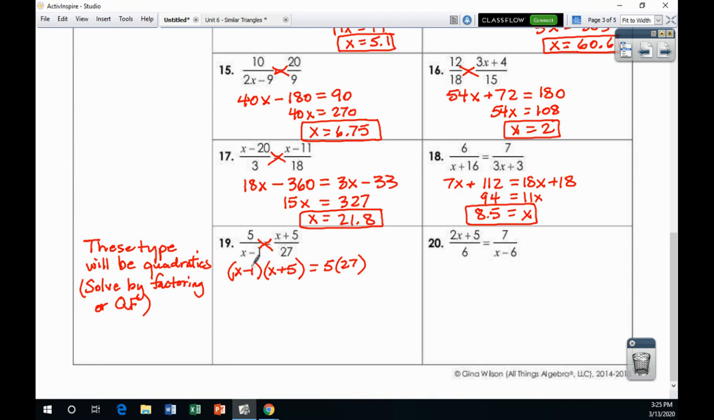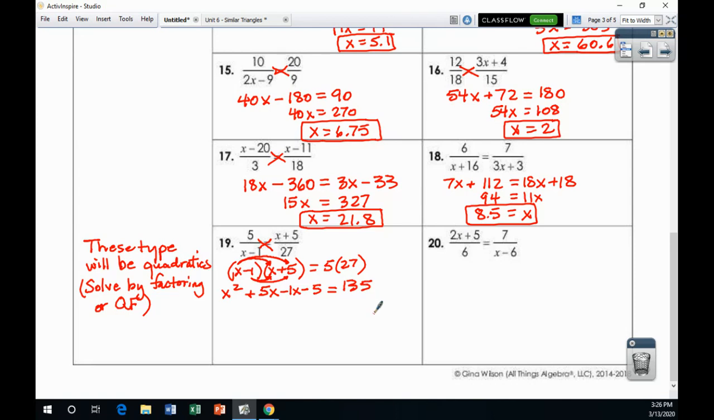We're going to say x times x, okay? So I'm going to distribute x into the first term there, x, then I'm going to multiply x times 5. So x times x is x squared. X times 5 is 5x. Okay, that shouldn't be too big of a strain on anybody. Then I'm going to say negative 1 times x, that's negative 1x, and negative 1 times 5, and that is going to be negative 5. Over here, I have 5 times 27, that's going to be 135.